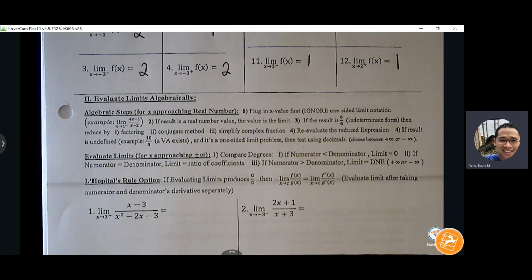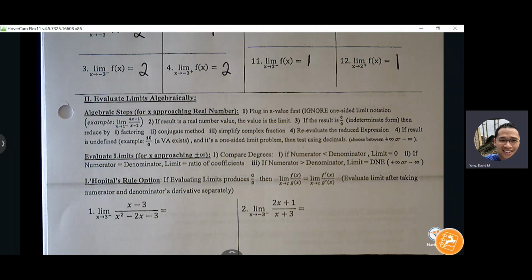If your numerator is greater than denominator, then there is no limit, but you may have to narrow it down to either a positive or negative infinity. Then you will plug in either 100 or negative 100 to make that determination.